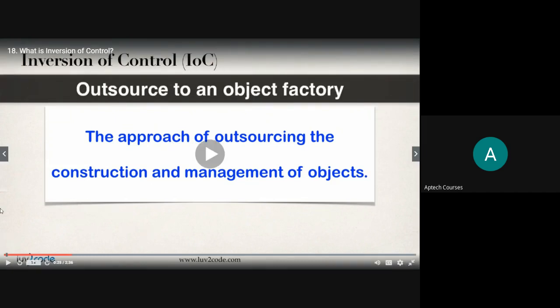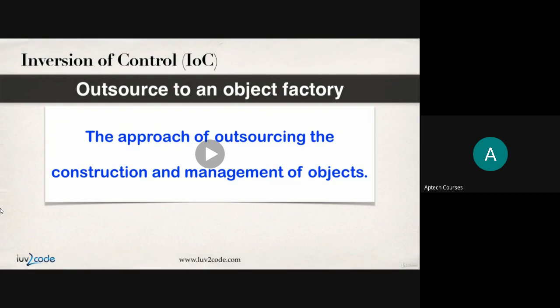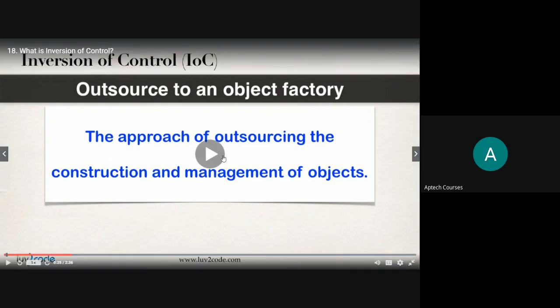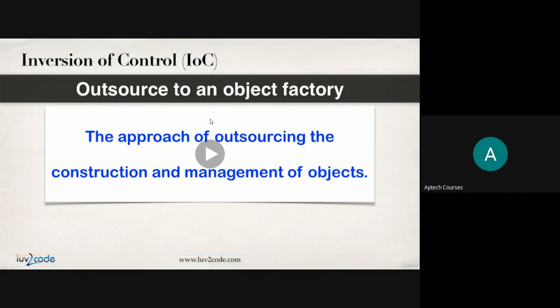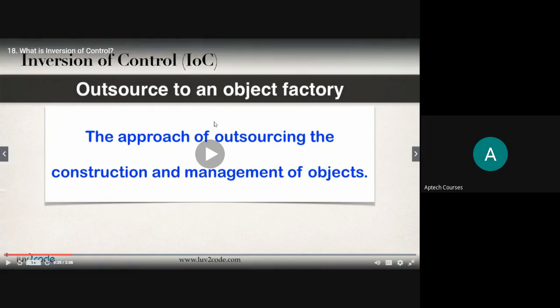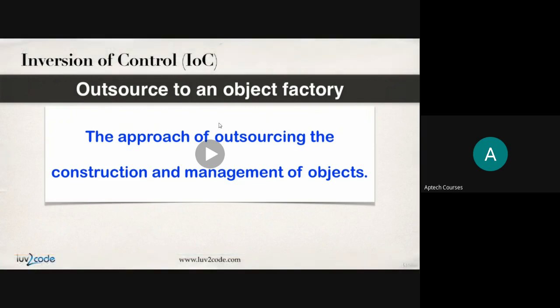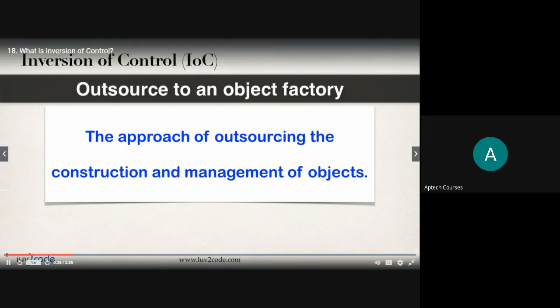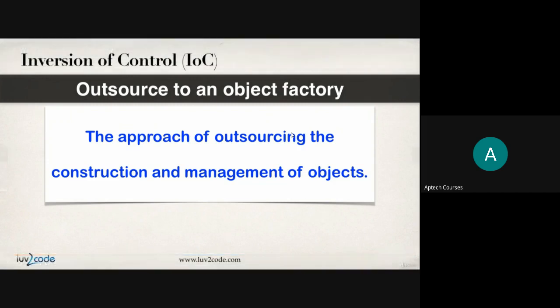See here, what is inversion of control? The process of outsourcing the construction and the management of objects, that means the creating and managing of objects. So we are not bothering about creating the object. Instead, we are outsourcing it. That means Spring will take care of creating the object and managing the object. That outsourcing will be handled by an object factory. And that's the big idea of inversion of control.